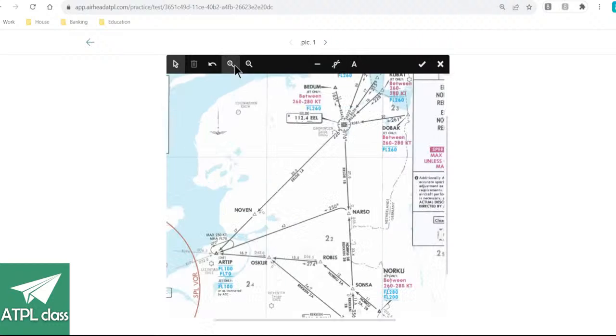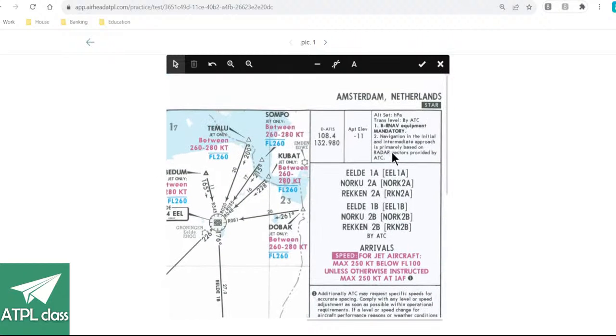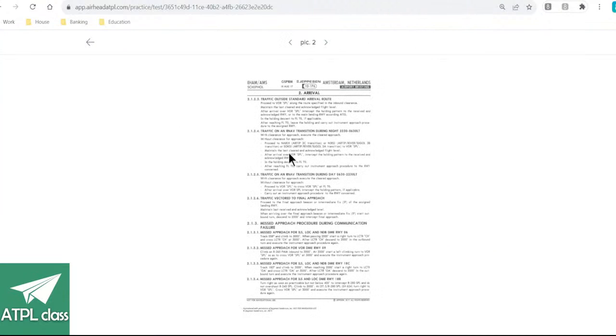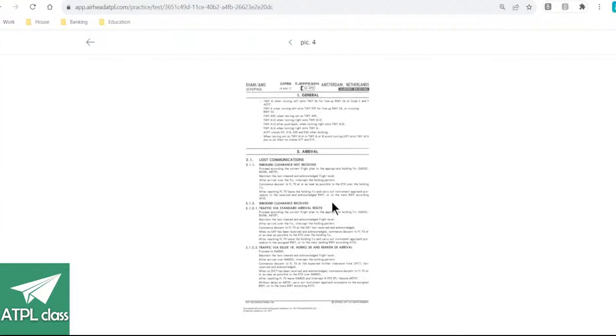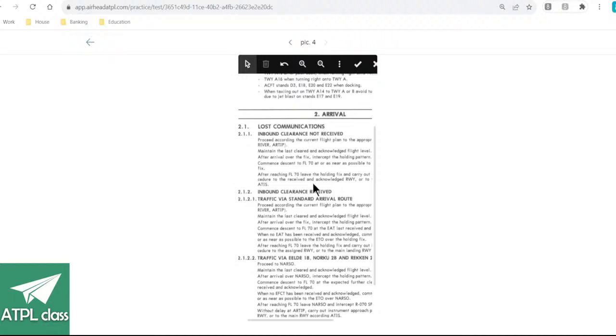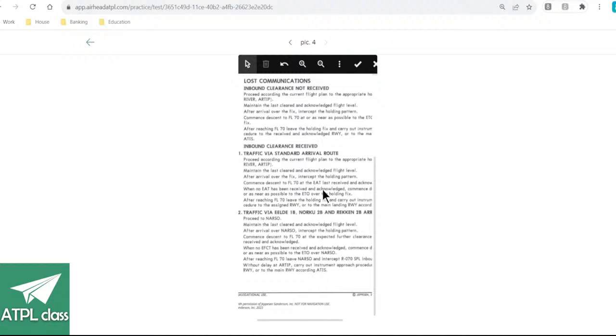Anything on this? Let's go big. Where are we? You're approaching Amsterdam via Reckon 2, so it's got to be this. Arrival, lost communications. Inbound clearance not received. We've got our inbound clearance because we're on the maintain the last cleared and acknowledged flight level. Cool. After arrival over the fix, intercept the hold. So hold.